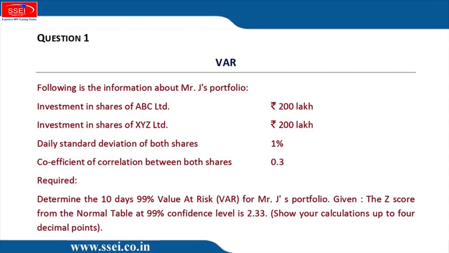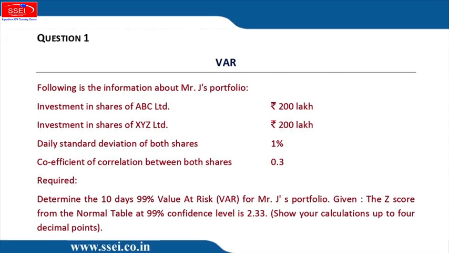Okay, now somebody may be confused that, sir, we apply the formula weight square into variance plus weight square into variance plus 2 into weight into covariance. Why are you not taking the weights? Now, what is the importance of weight? The importance of weight is that the amount which is invested in the 2 stocks is used to find out the weights. Now, we have already used the amount because we have calculated the SD in amount terms, 200 lakhs into 1%. So the effect of the weights has gone into it.